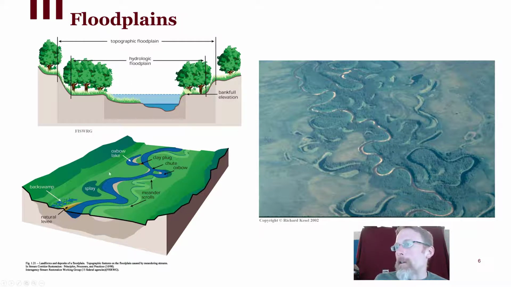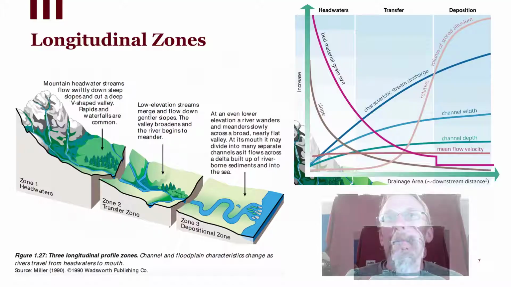The bottom figure here just shows, as a cartoon, some of the things we're seeing in the photograph on the right: these meander scrolls, these areas that are old filled-in meanders, the oxbow lakes, which are recently abandoned meanders, and some of the splay deposits where floods have spilled water over bank and deposited sediment. This may be a splay deposit right here in this stream, or maybe during a flood the water spilled out on the floodplain and deposited some sediment there. Okay, so that's floodplain geomorphology.